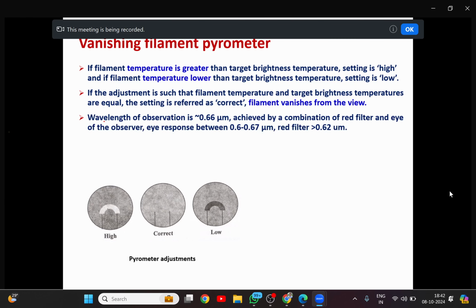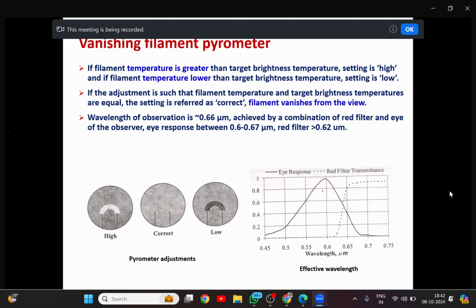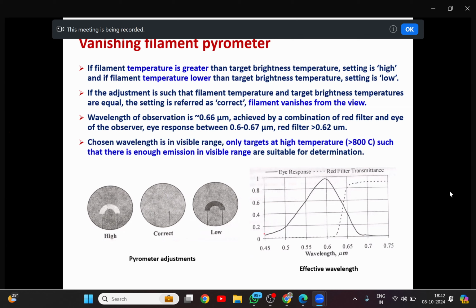And typically you use a wavelength in the red region. So you have 0.66 micron using a red filter. And our eye has a typical response between 0.6 and 0.77. So basically this is what you see. You have the red filter, which has a response that gives something like this. This is the transmittance coming from the red filter. This is the response of the eye. We observe maximum around this wavelength.